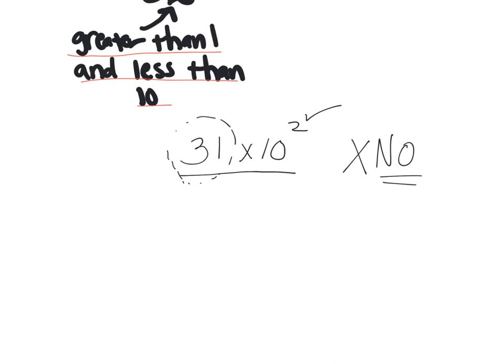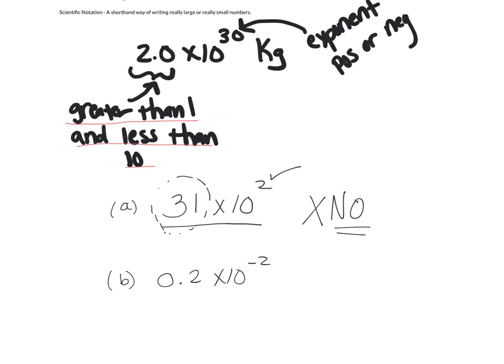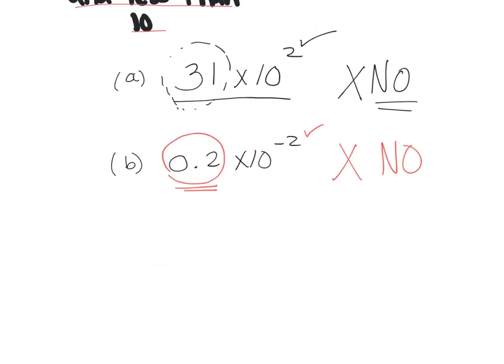Okay, let's look at another example. Let's call that A. Let's look at another example. Is this number in scientific notation? 0.2 times 10 to the power minus 2. Okay, so again, yes, you see here that you have a power. That's great, good. We need that. And here you can see that this number is less than 1. So this is no, not scientific notation, because this number has to be more than 1 and less than 10. All right, let's just do one more.